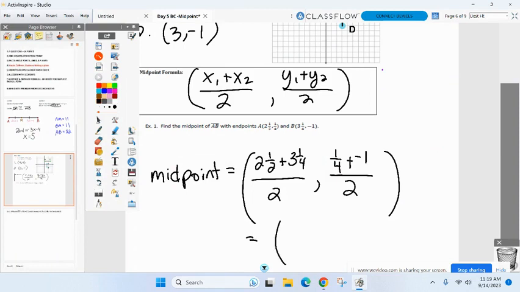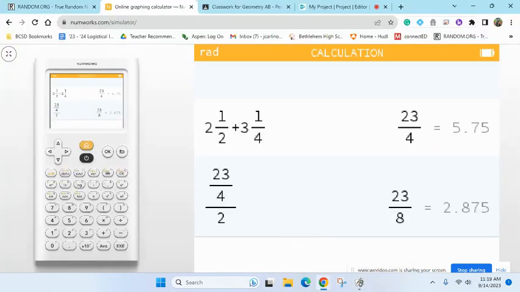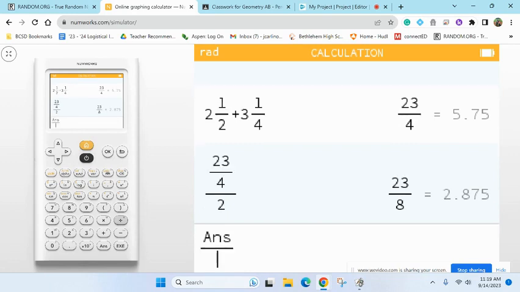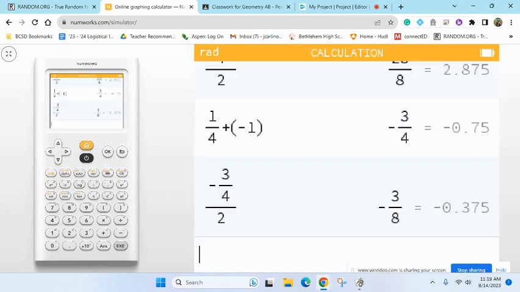So 23/8, comma, and then go ahead and do your y coordinates for me. 1/4 plus -1. Now I only have to do the fraction template once. 1/4 plus a -1 divided by 2. -3/8, or the decimal version.